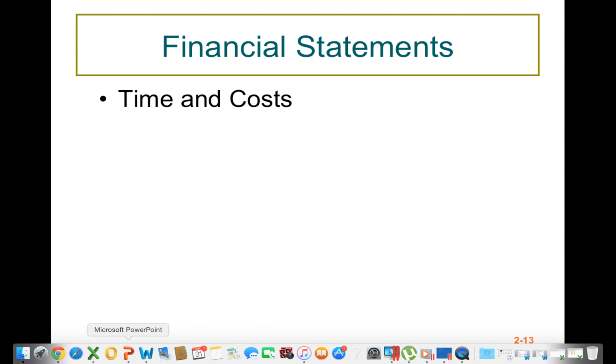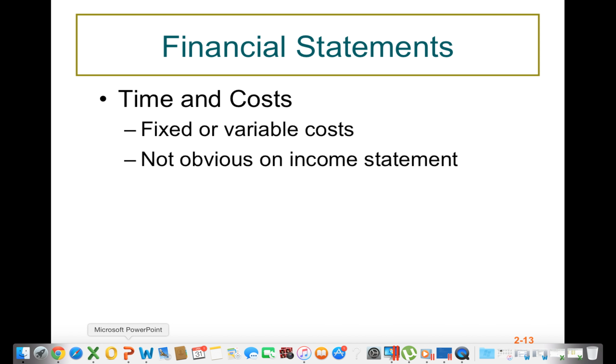As far as the third area of concern for the income statement, it is time and costs. You have fixed and variable costs. And this is important. Something that was covered in managerial economics was the difference between the short run and the long run. And if you recall, the difference was really a distinction between fixed and variable costs. So again, this is coming back, and it's something to pay attention to in terms of the income statement. Time and costs may not be evident in the income statement.